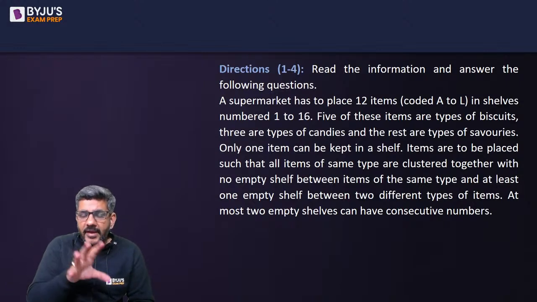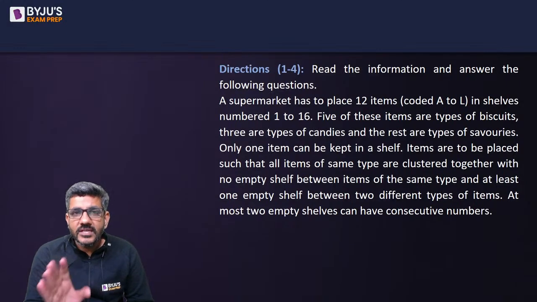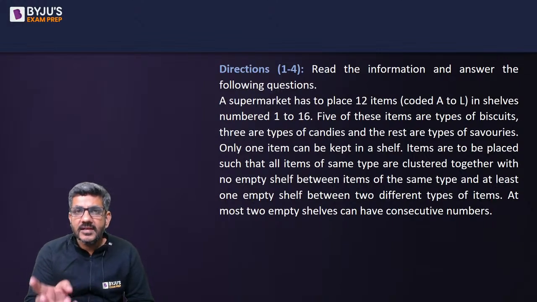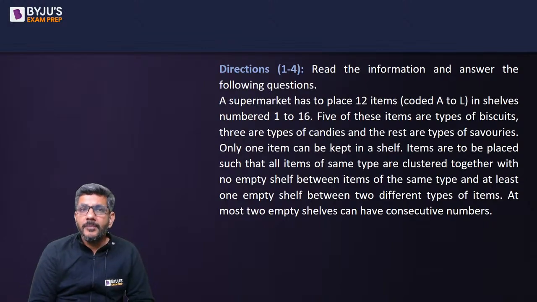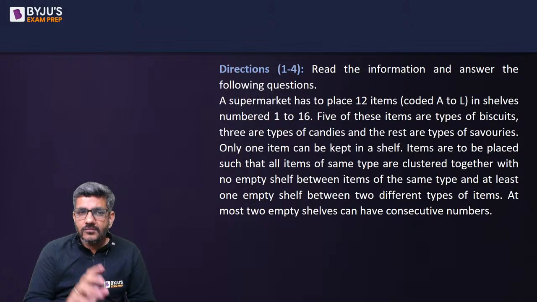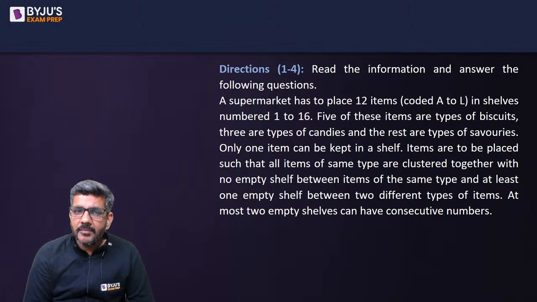So let's try to make a picture first of all out of all of this. So I have 1 to 16, total 16 shelves. 12 items are to be kept in these 16 shelves. So ultimately, I can say 4 of the shelves would be empty. 5 of these items are types of biscuits. So out of the 12 items, 5 are biscuits, 3 are candies. So the remaining 4 would be savories. Only one item can be kept in a shelf.